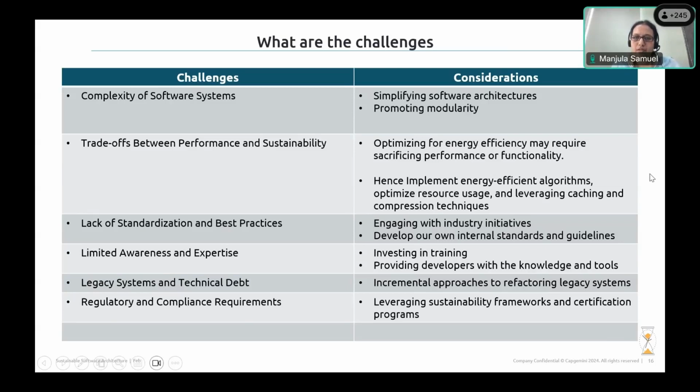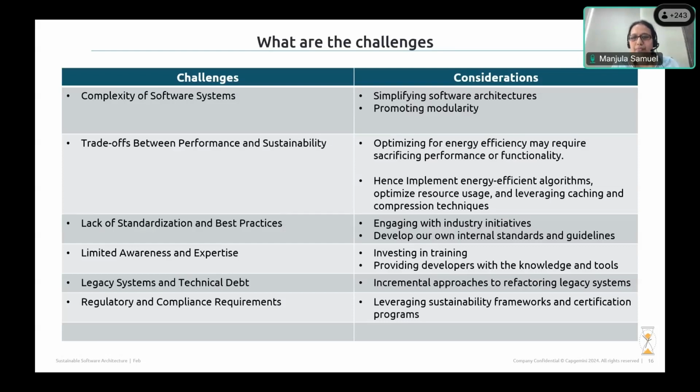Then there's a lack of standardized methodologies, frameworks, and best practices for sustainable software architecture. This makes it more challenging for organizations to establish consistent guidelines and benchmarks for designing environmentally conscious software systems. Engaging with industry initiatives and sharing your best practices with the wider community helps to address this. We can also develop our own internal standards and guidelines for sustainable software architecture based on the industry's best practices and lessons learned.